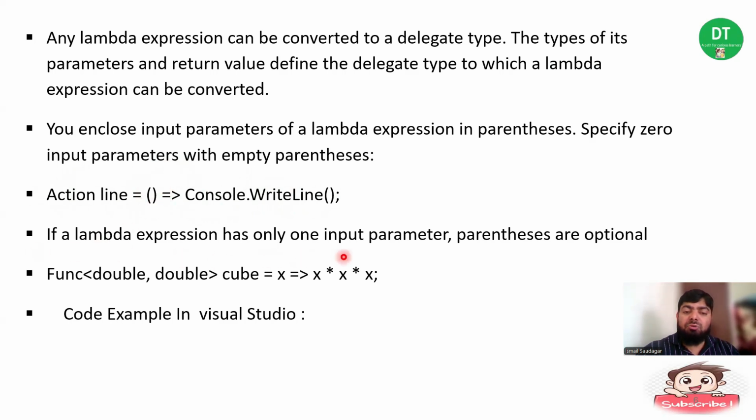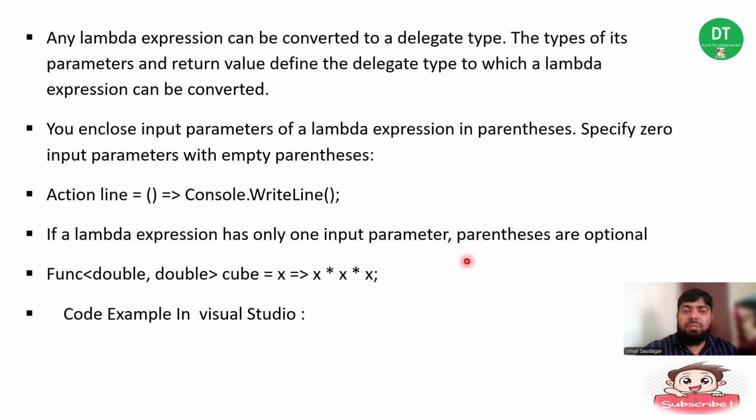If a lambda expression has only one input parameter, parentheses are optional. So if I'm having only one parameter, then there is no need of writing this parenthesis. Func<double, double> cube = x => x * x * x. Here you can see that I have created a Func delegate, and this is the cube. Cube is of type Func delegate, and this is the anonymous function. It takes input parameter x, and then it multiplies this x 3 times and returns the value, that is the cube of x, x into x into x.